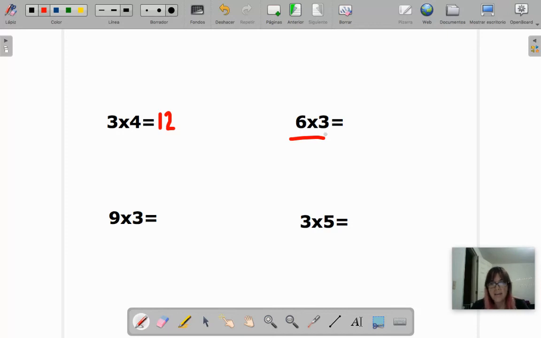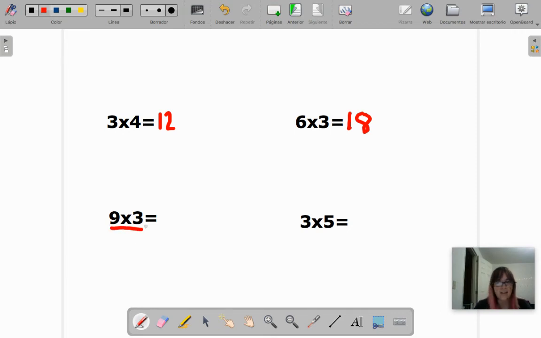Okay? The next. 6 times 3. Don't get scared and say, Miss, but we don't know the 6 times tables. Remember, you can begin backwards. 3 times 6. Okay? So, identify first. Pay attention to which is your finger 6. 1, 2, 3, 4, 5, 6. Remember, this is the 6. So, let's sing it. 3, 6, 9, 12, 15, 18. When I get to the finger 6, I say 18.